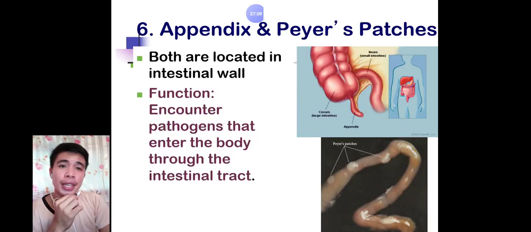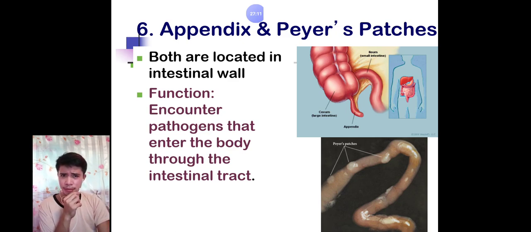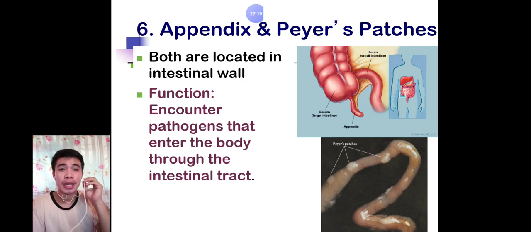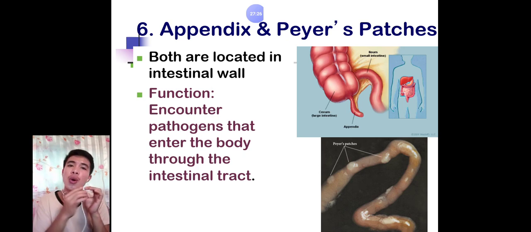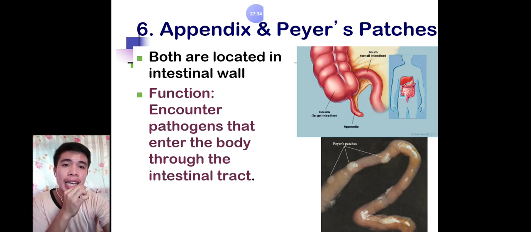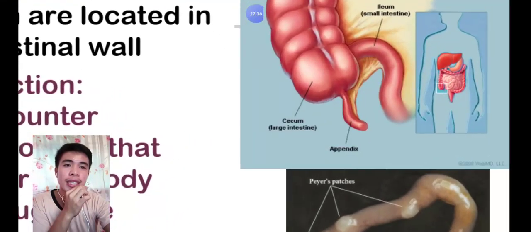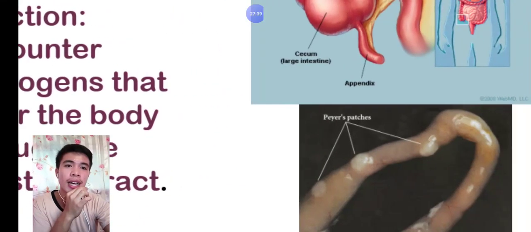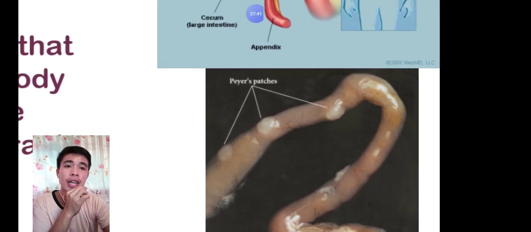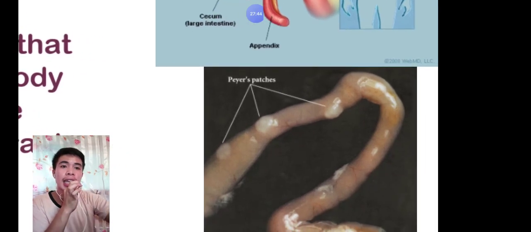Next is appendix and Peyer's patches. Both are located in intestinal wall. So the function of appendix and Peyer's patches is encounter pathogens that enter the body through the intestinal tract. So ang appendix and Peyer's patches makikita natin ito in our intestinal tract. So this is the appendix. Ang Peyer's patches kana na siyang mga kilid-kilid lang sa appendix.